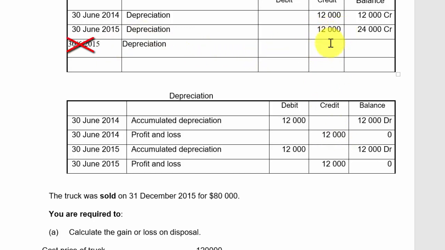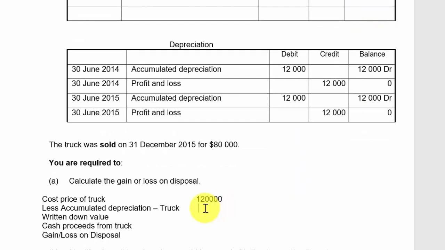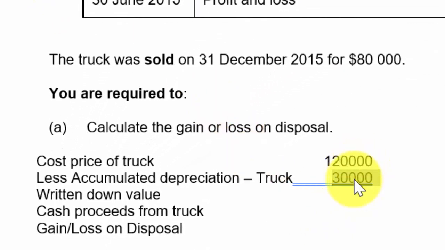It's $12,000 for the whole year, therefore it's going to be $6,000 for half a year, which means that now I've got $30,000 accumulated depreciation. So that's charged for 6 months, added onto that and get $30,000. So my total accumulated depreciation is $30,000. I've got to work out what my written down value is now. I do that by subtracting that from that, and I get $90,000.